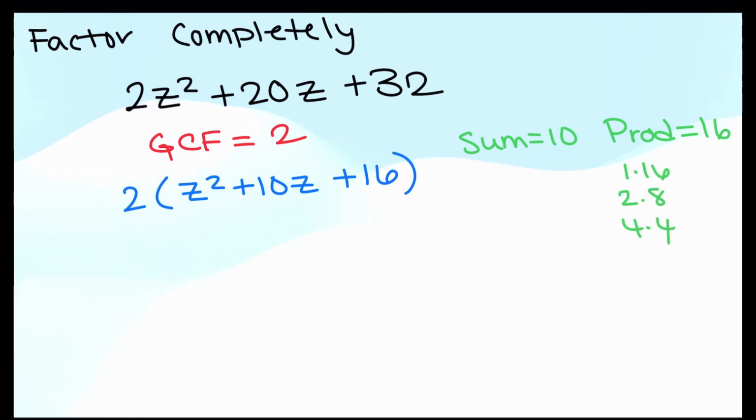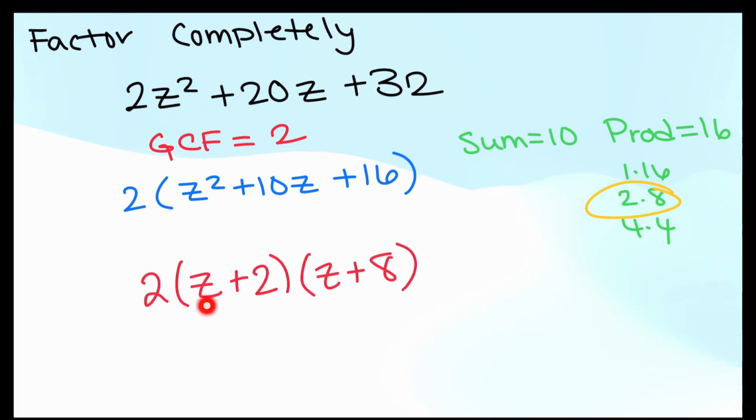So 16 would be 1 and 16, 2 and 8, or 4 and 4. And which one of those add up to 10? That would be the 2 and 8. So my trinomial, the thing in the parentheses, can be factored as z plus 2, z plus 8. Now when we write our final answer, it's really important that we keep that GCF in our final answer. So the answer is actually 2, z plus 2, z plus 8. That is our problem factored completely. Just happens to have 3 factors.